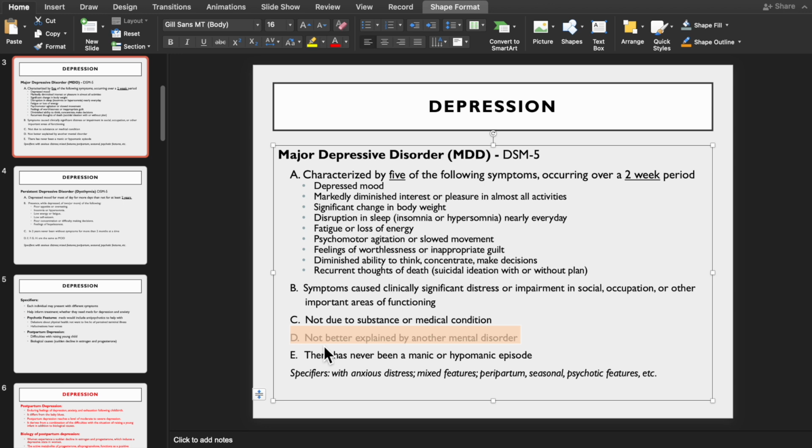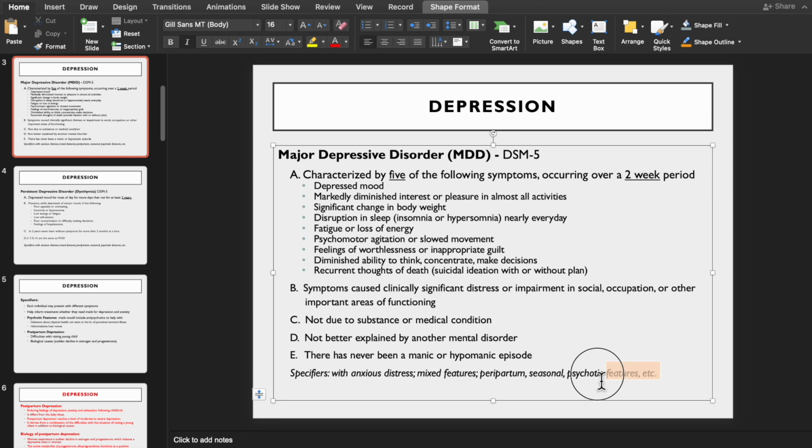Again, one of the main reasons for making a diagnosis is to inform the treatment plan. If we have too many diagnoses that are similar, it would be redundant and really impact how we help the person. There has never been a manic or hypomanic episode. If they have had either, it would be a bipolar diagnosis and not just depression. And treatment for bipolar is extremely different from just treatment for depression.